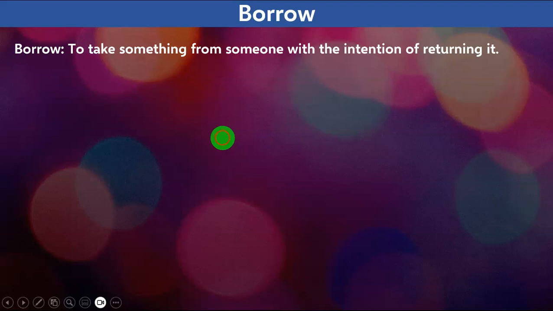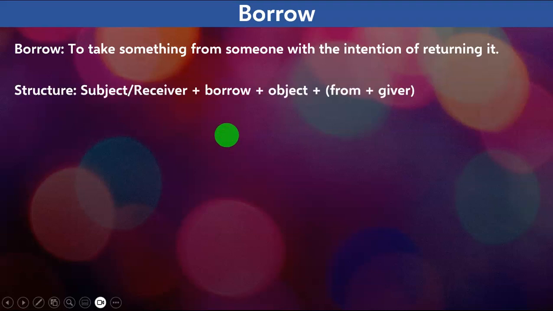Now what is the structure of a sentence which has the word borrow? The structure is subject, which is the receiver in this case, plus borrow, plus object, plus from, plus giver. Now this is optional. Right? So this is the formula or the structure of the sentence where you can use the word borrow. Now this may sound a little confusing, so let me take a few examples out here.